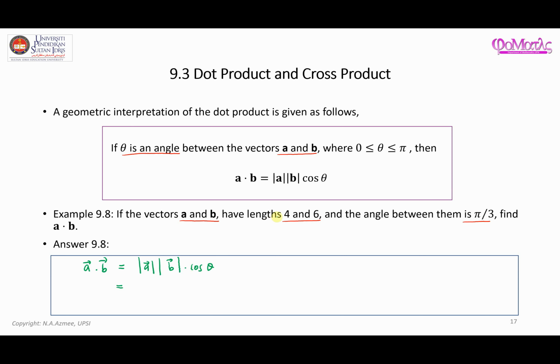So the magnitude of A is 4, as given in this question. The magnitude of B is 6 times cos 4/3. Well, 4/3 is 180/3, which is 60 degrees, so cos 60 degrees. This will be 24. Cos 60 degrees is 1/2, so it is positive. And so the dot product of A and B is going to be equal to 12.